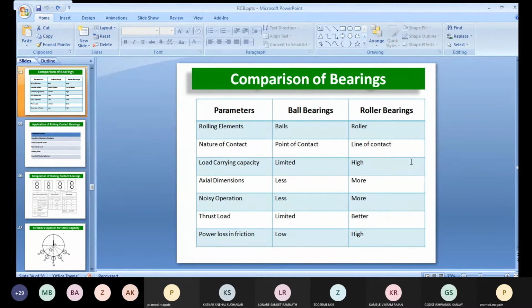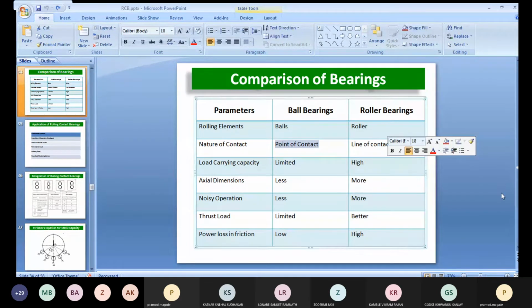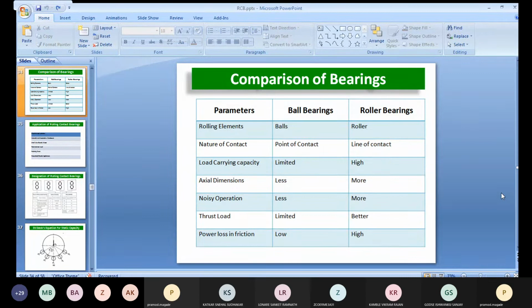Point of contact. In case of a roller, you can write it will maintain the line of contact or area of contact. Area of contact. This will be the nature. Third point, load carrying capacity.